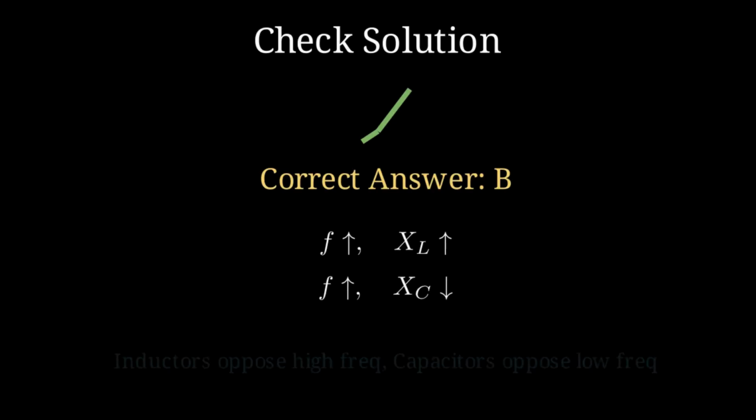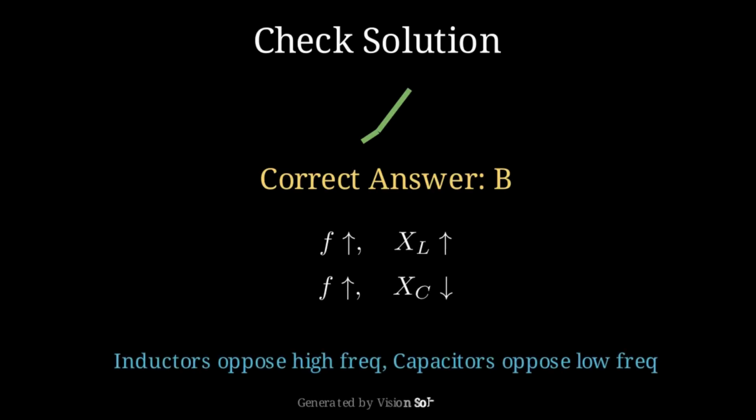The correct answer is B. Since XL is proportional to frequency, it doubles. Since XC is inversely proportional, it is cut in half. Understanding these principles is key to mastering AC electronics.